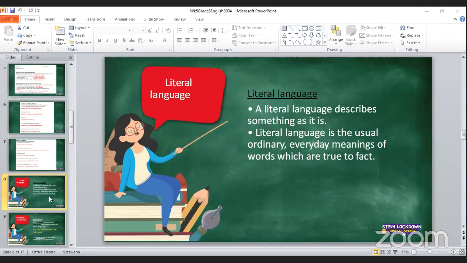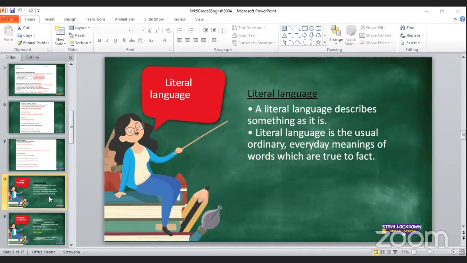So when you say South Africa won against Nigeria, that's figurative language, right? What you are trying to say is that the playing 11 of our South African team won against the playing 11 of the Nigerian team. So that is figurative language.